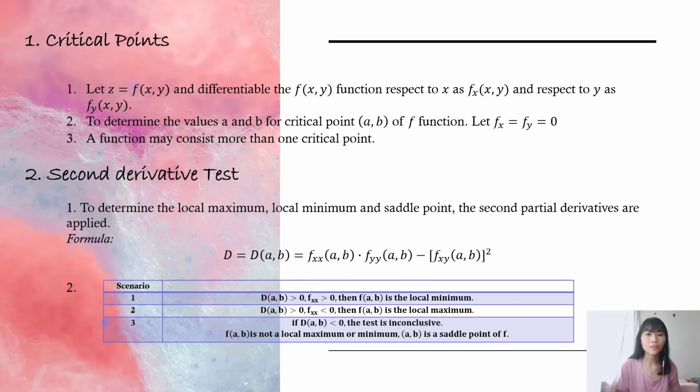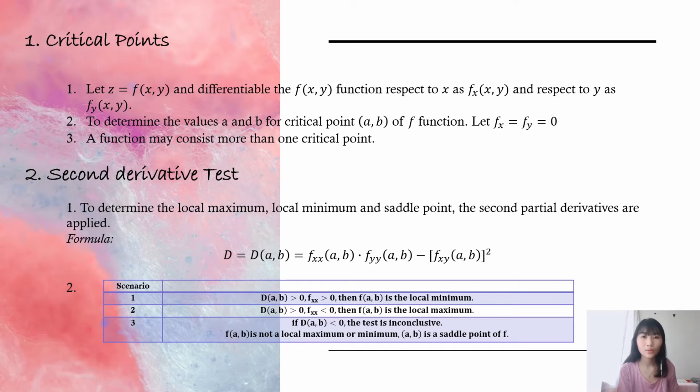In this methodology, there are 3 steps to identify the maximum and minimum value. First step, critical point. Let z equal f of x, y, and differentiate the function with respect to x as f of x and with respect to y as f of y. To determine the values a and b for the critical point (a, b) of the function f, let f of x equal f of y equal 0.